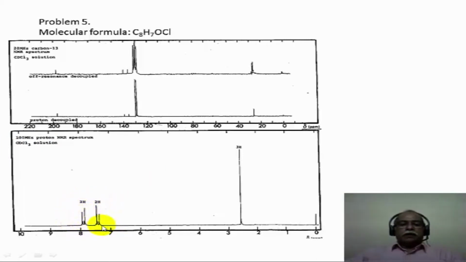Now this pattern is a very characteristic pattern for an A prime, B prime kind of a system. So one can assume that this is either an AB type of a pattern or an A prime, B prime kind of a pattern of 4 hydrogen intensity. So it is most likely a para-disubstituted aromatic derivative. This pattern recognition and relating it to a para-disubstituted derivative is extremely crucial for solving the structure of this particular compound.